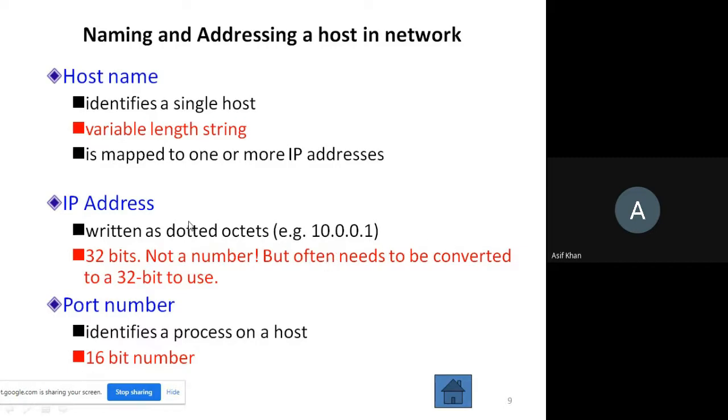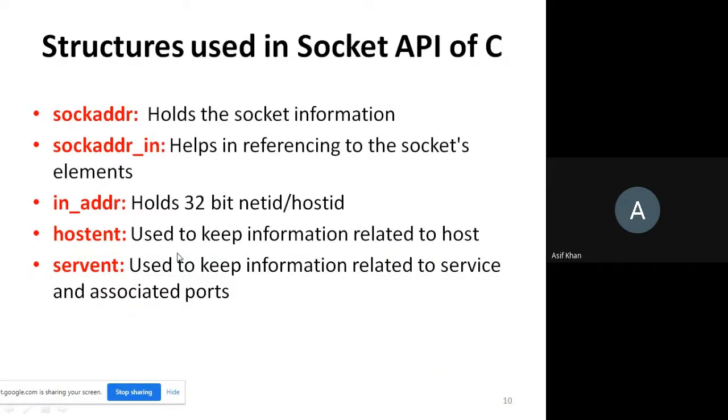We may use a 32-bit IP address, or we may also use a 128-bit address for IP version 6. And port number is 16-bit, right? So in the socket API in C, there are several predefined structures and predefined functions that we will use while writing the socket program. So these are the predefined structures.